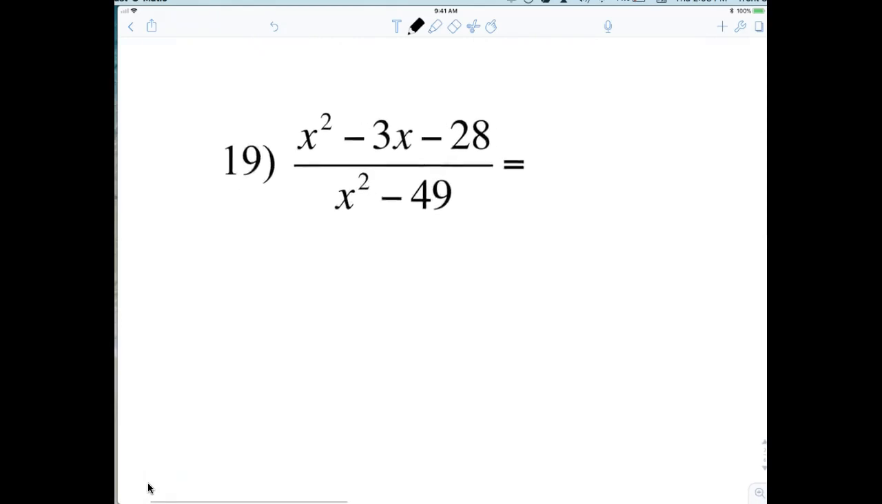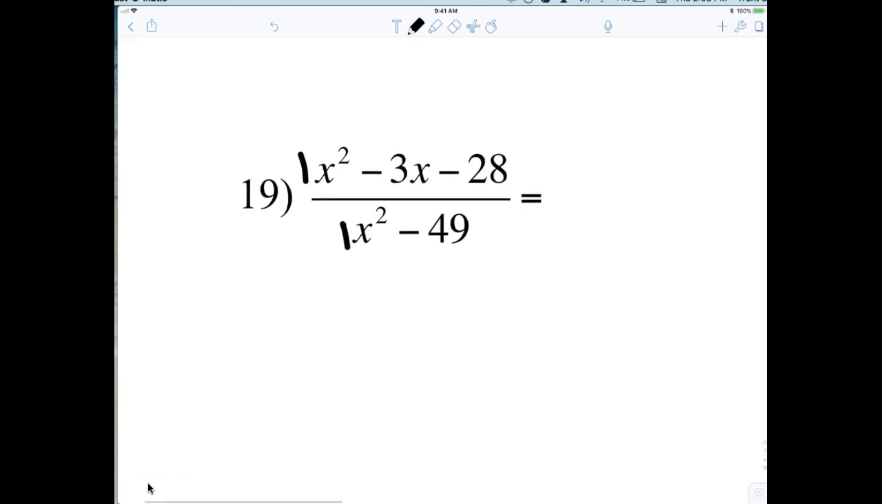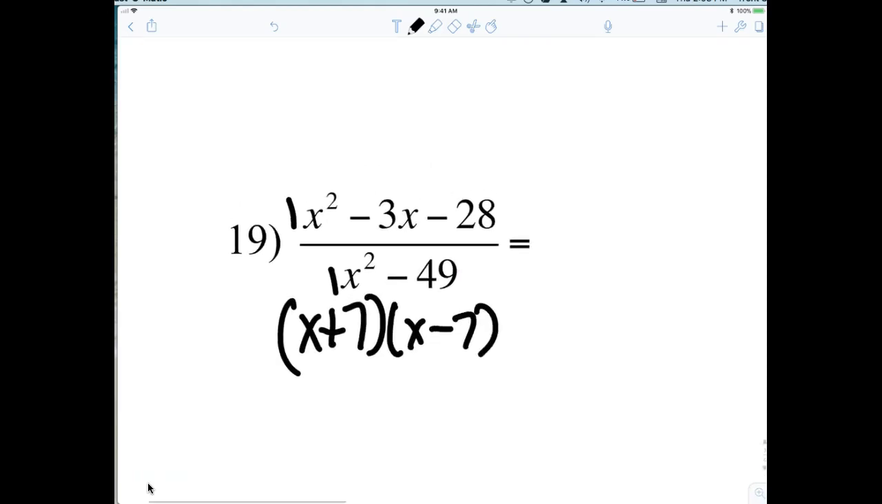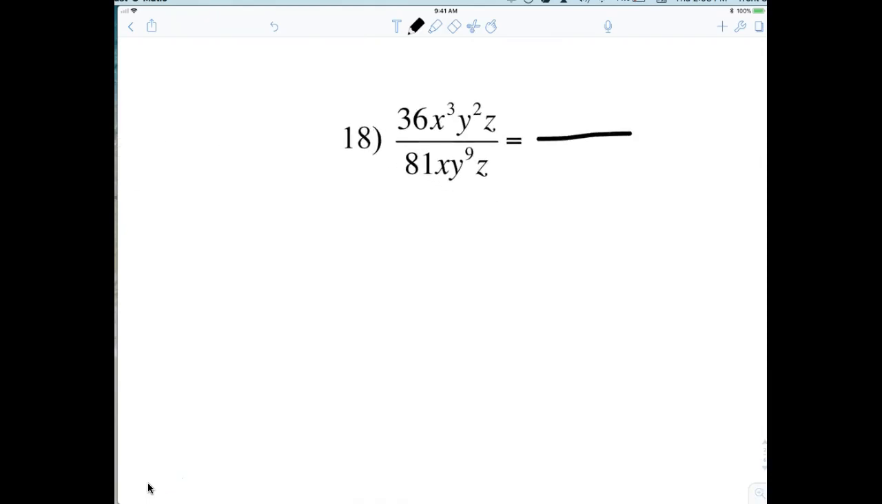All right, so here we go. 18. These are both easy because the leading coefficient is a 1, right? So the bottom is x. I'm just going to start at x plus 7, x minus 7. Did I skip 18? All right, so 36 over 81 can be reduced by 9. So I have 4/9 x squared y to the 7th. And the z's cancel. Everybody good with this?